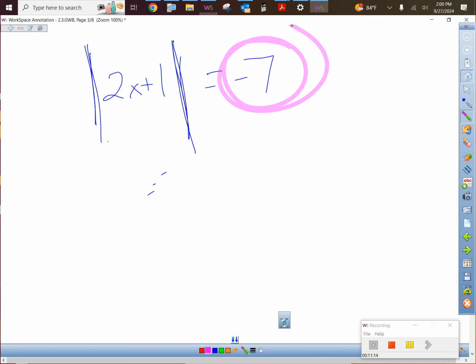There's no solutions. You could do the algebra all day, left and right. You're going to check them, and they're not going to work. So when the bars are by themselves, if you get a negative over there, there is no solutions.